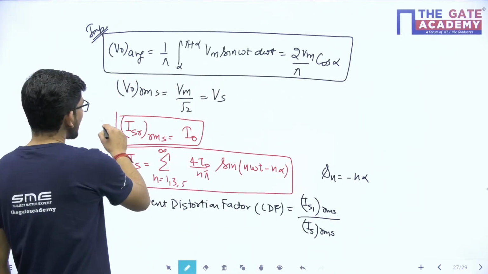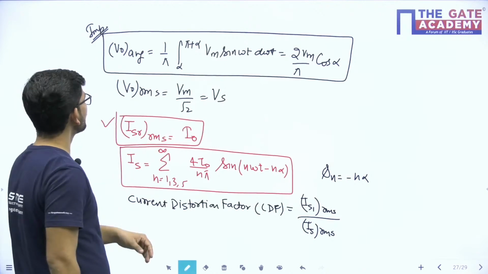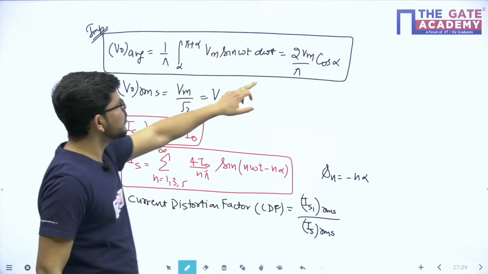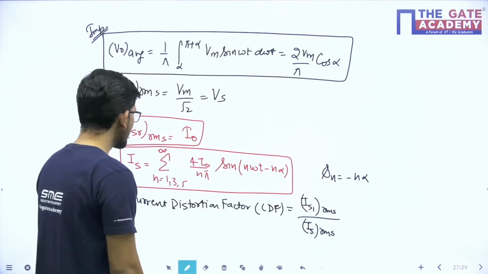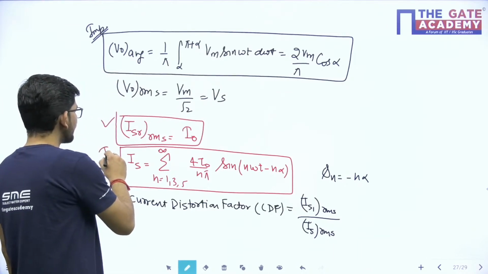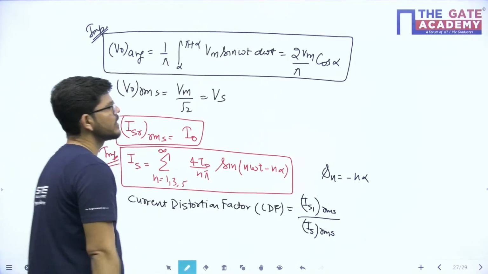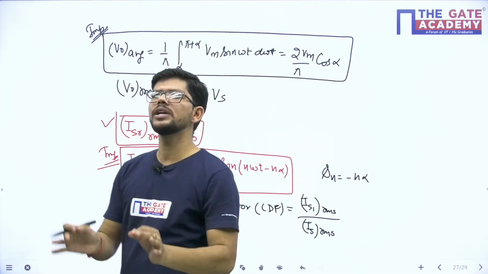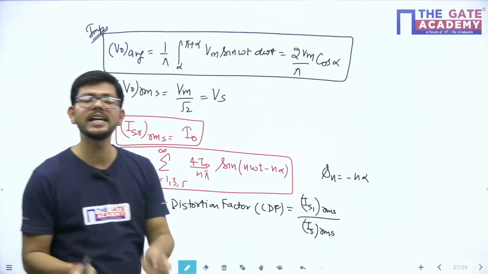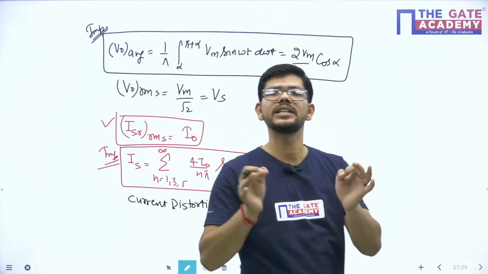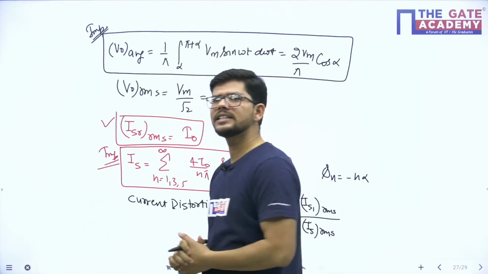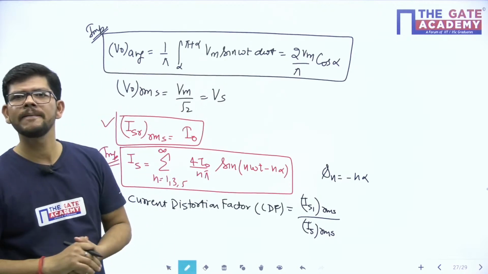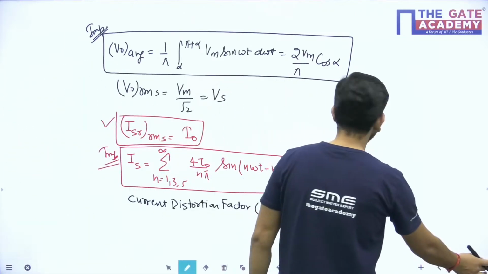The value of RMS source current is I naught. Average output voltage is equal to 2 Vm by pi cos alpha. And if you remember the Fourier series of this particular waveform, you can do all the calculation, whether it is CDF, whether it is DF, whether it is THD. Is that clear? Just give me a reply, bachcha log. Is that clear? Very good.